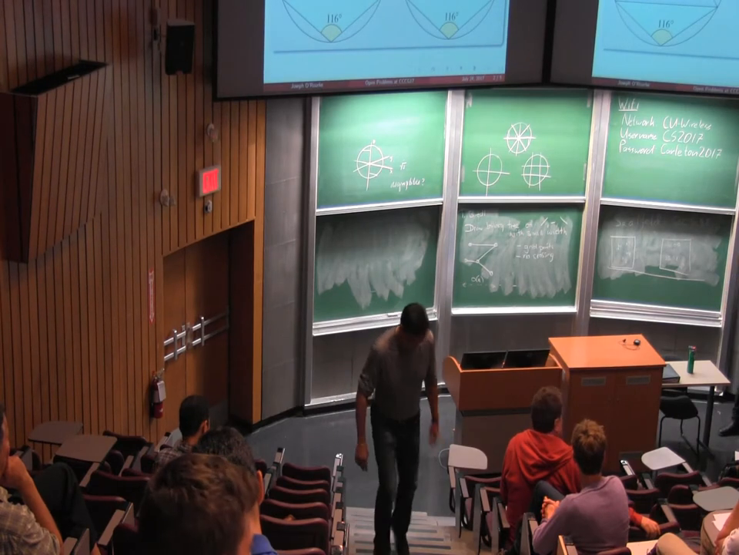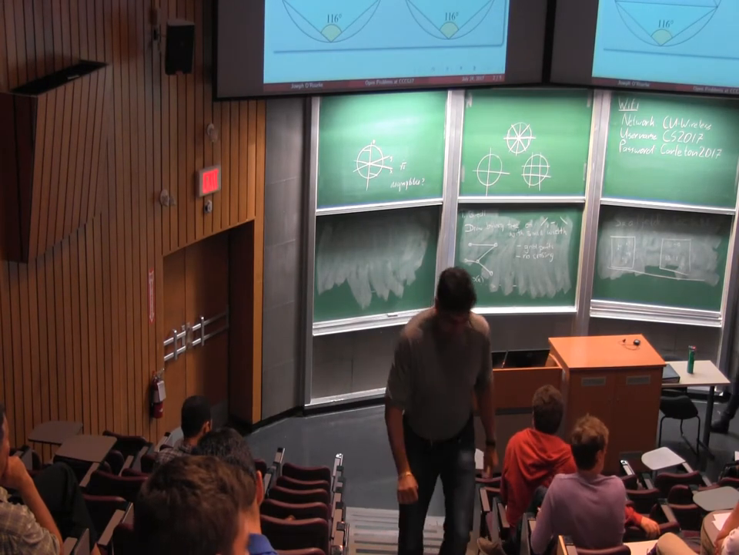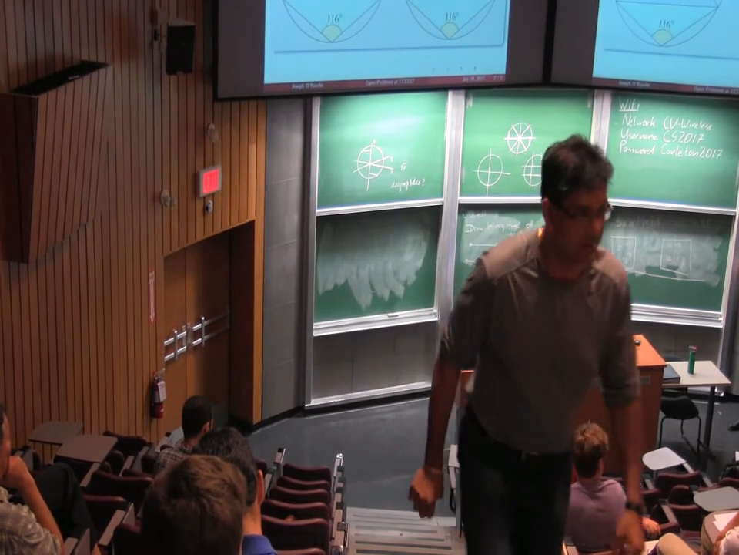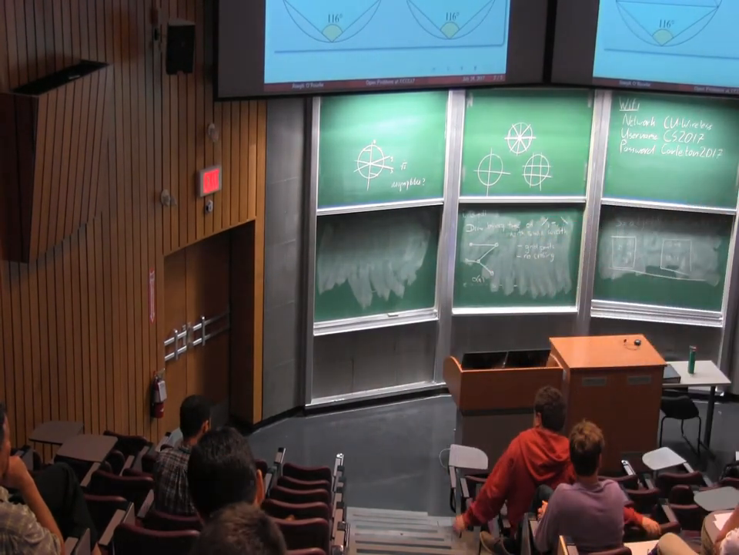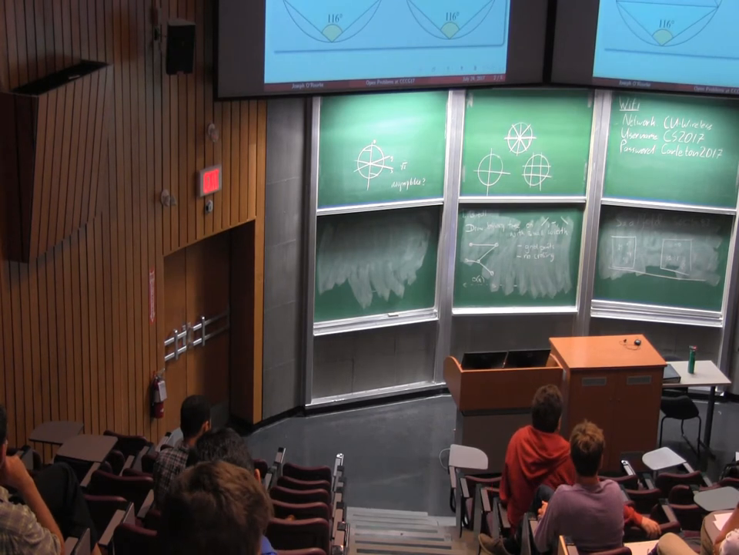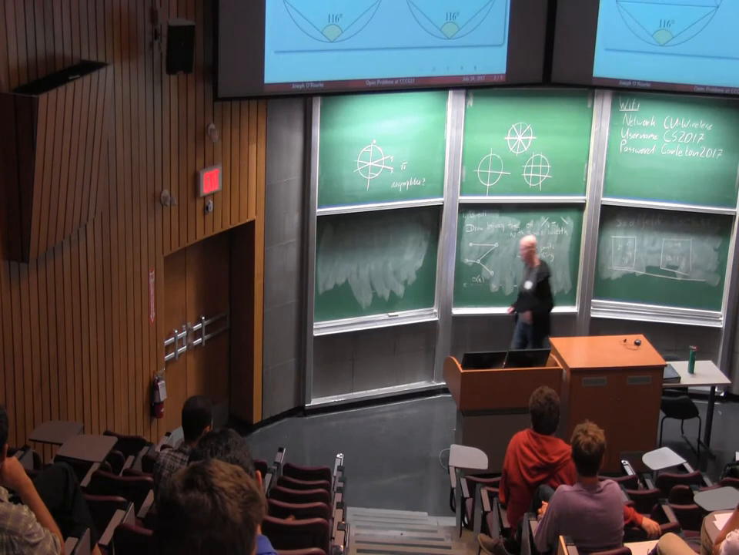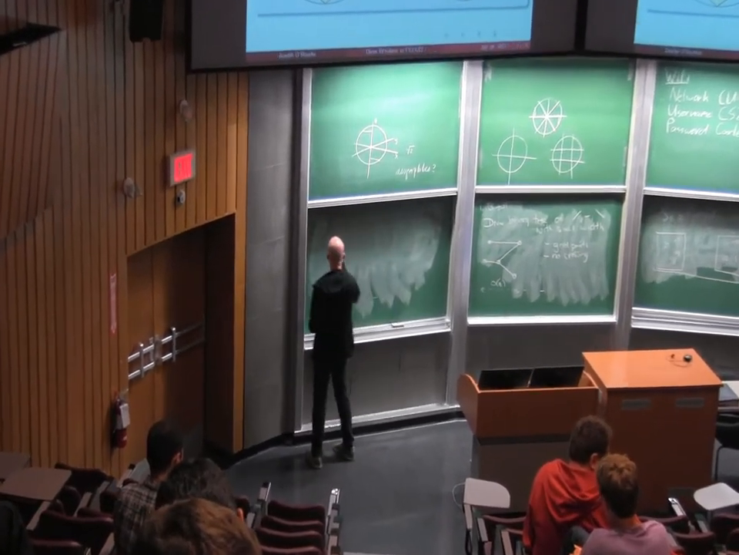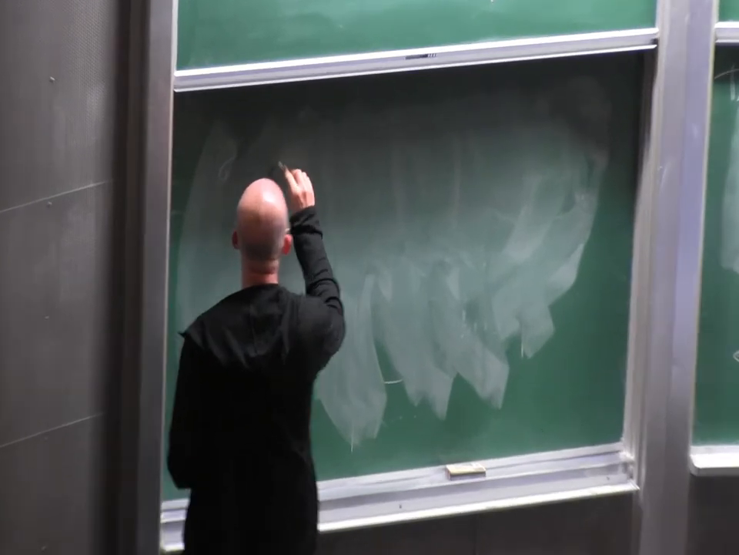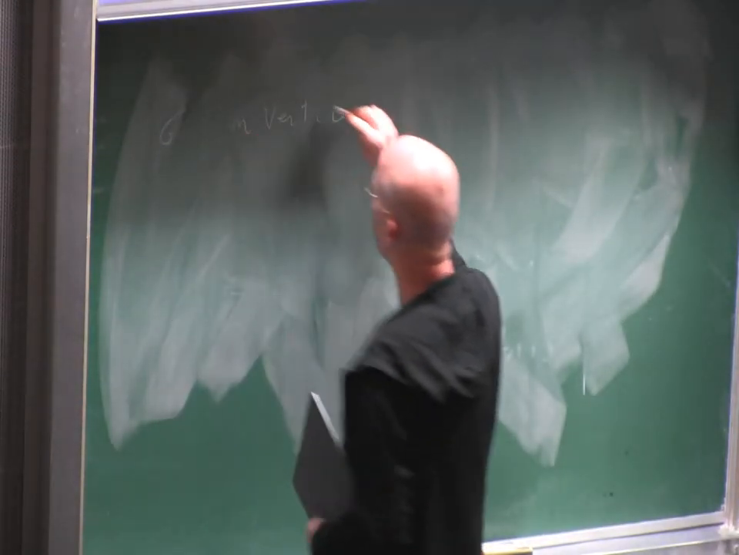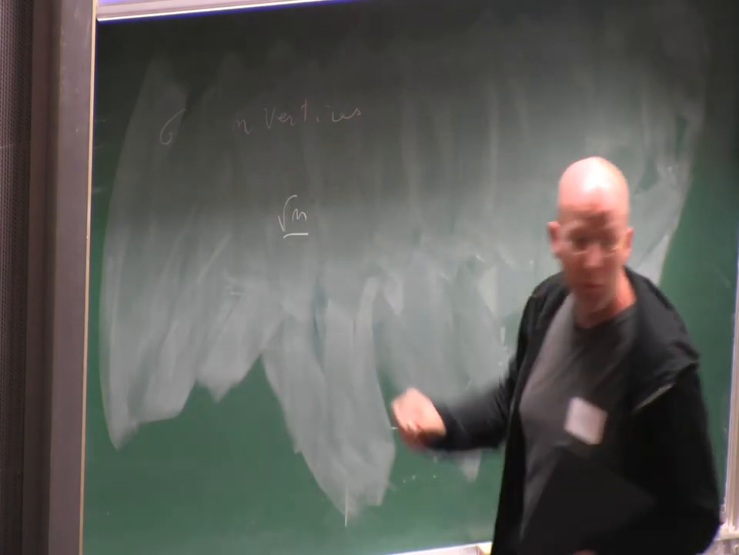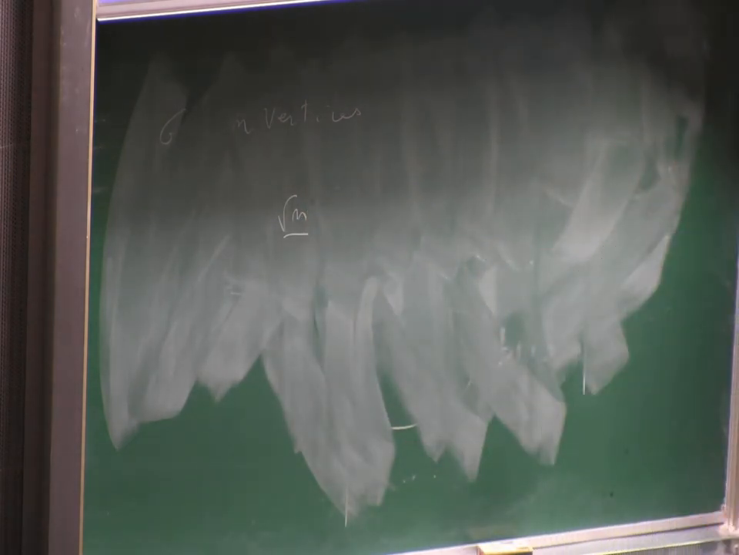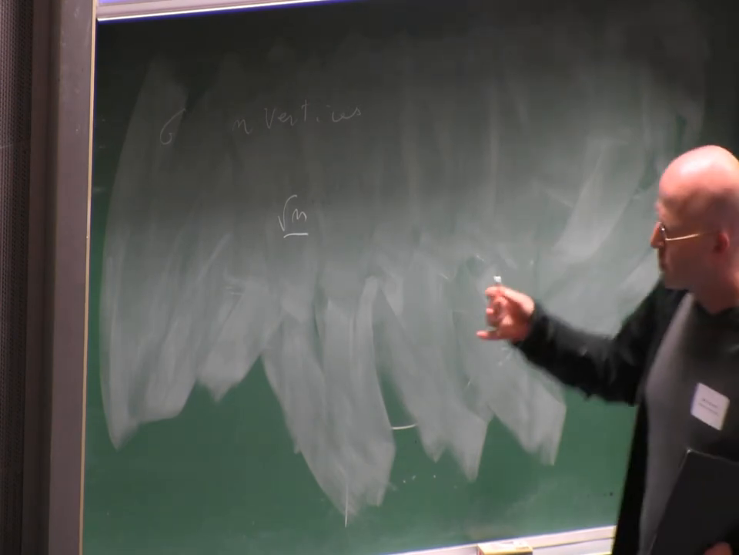More problems? You have a graph and vertices. The separator theorem tells you that you can find a small set of vertices, and when you remove them, it disconnects your graph into pieces that are each a constant fraction smaller, 2/3 or something.